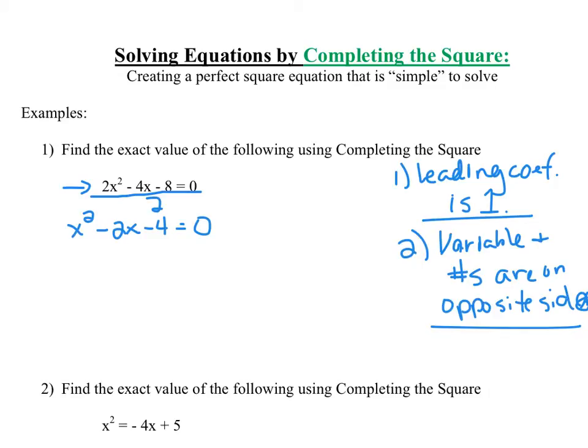So the fact that our leading coefficient is now 1, that's good. But now letters and numbers need to be on opposite sides. So these two have letters, okay? And this has a number. So they need to be on opposite sides of that equal sign. So the x's are together, that's great, but the number has to move. So when I move it, I add 4. So I'm left with x squared minus 2x.